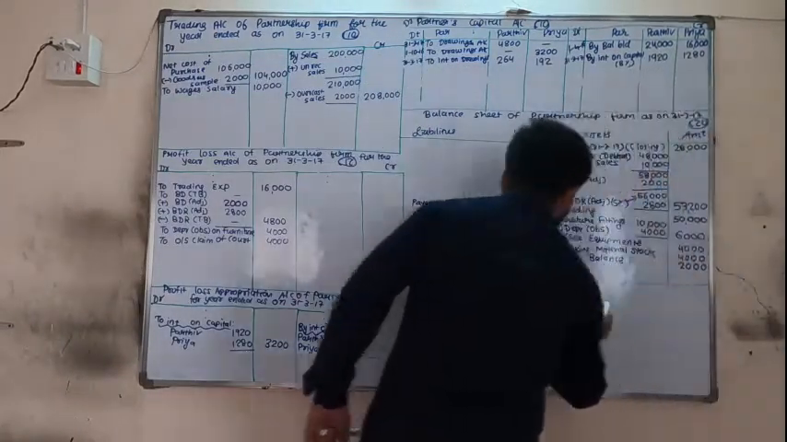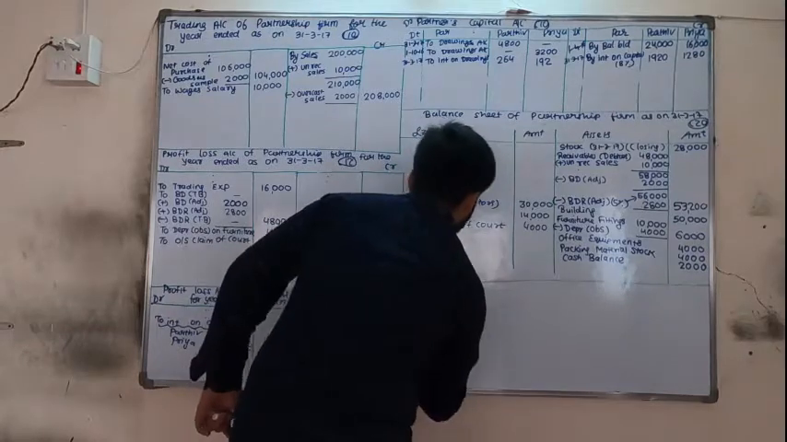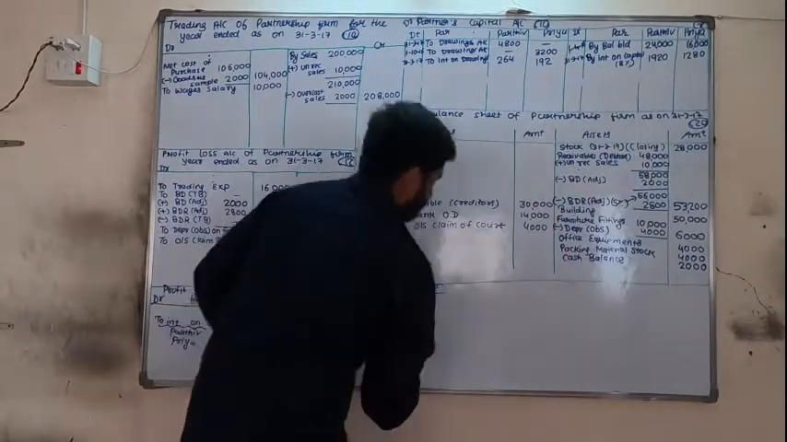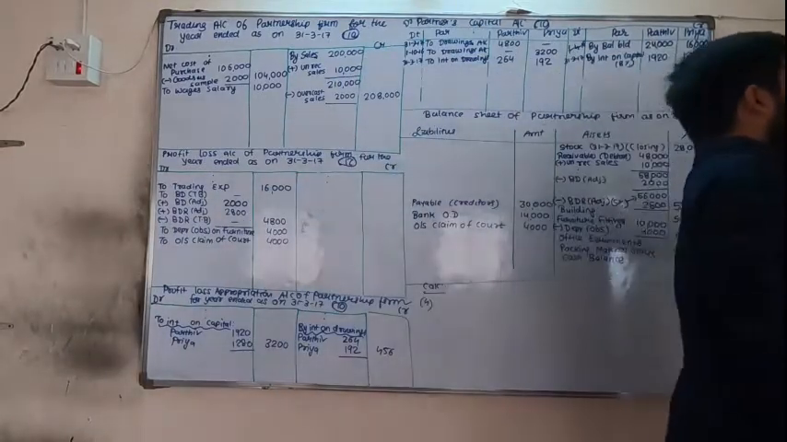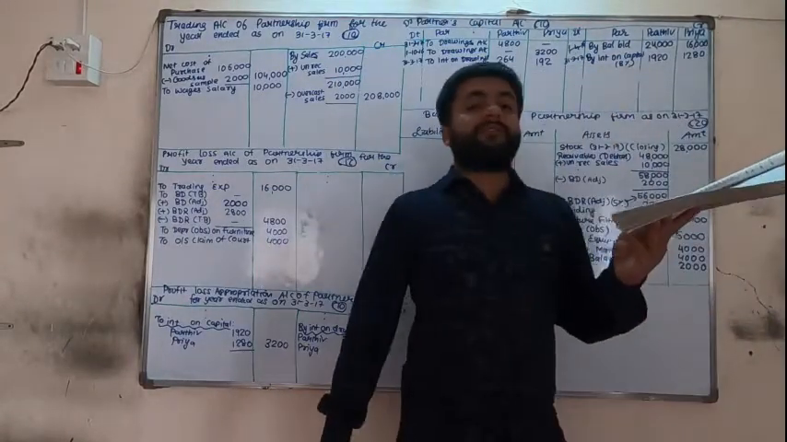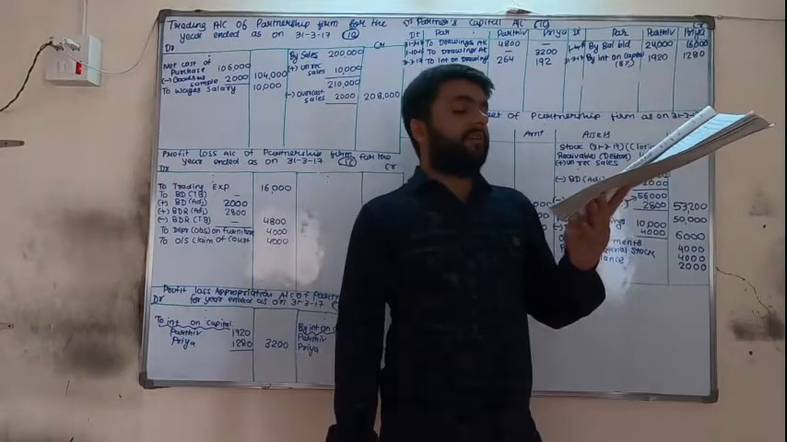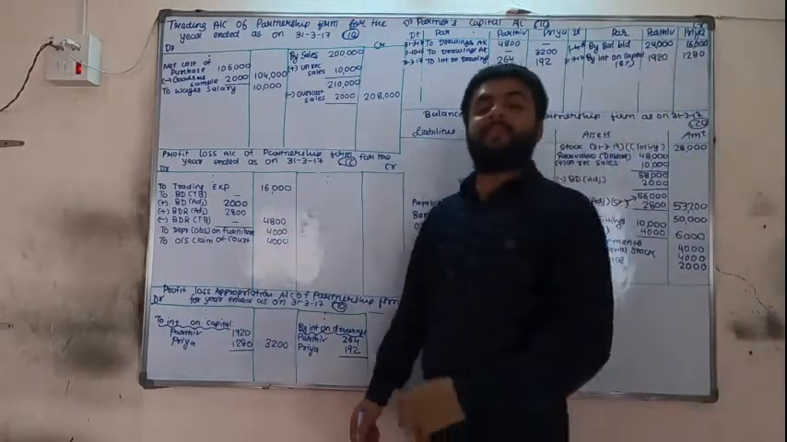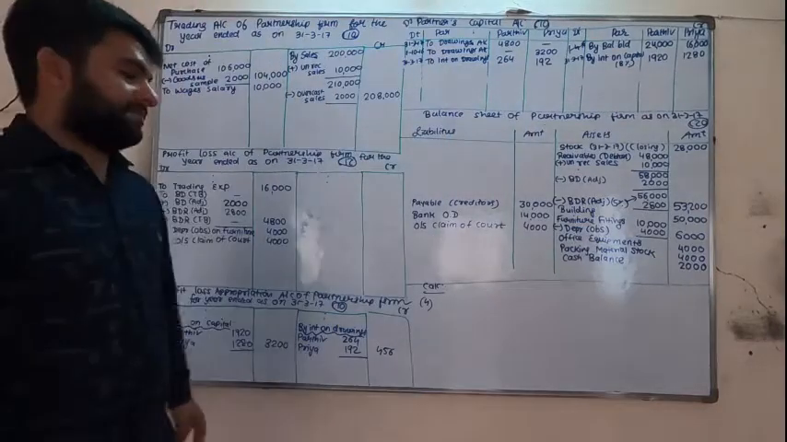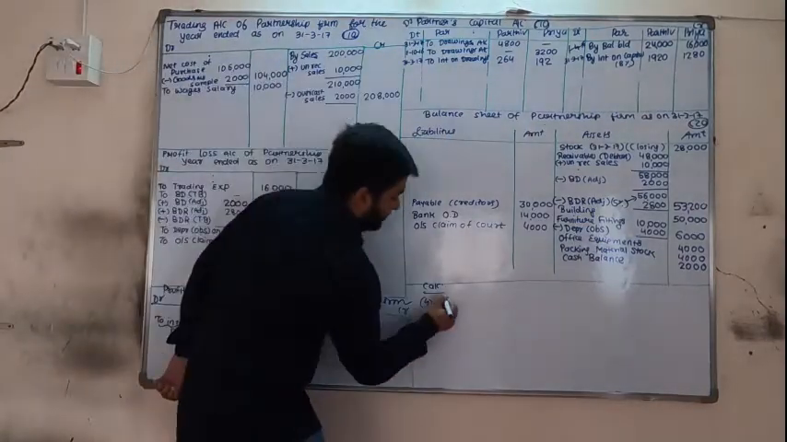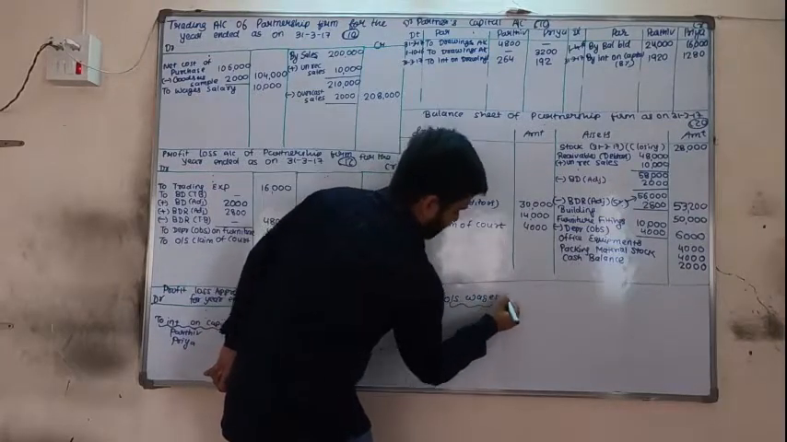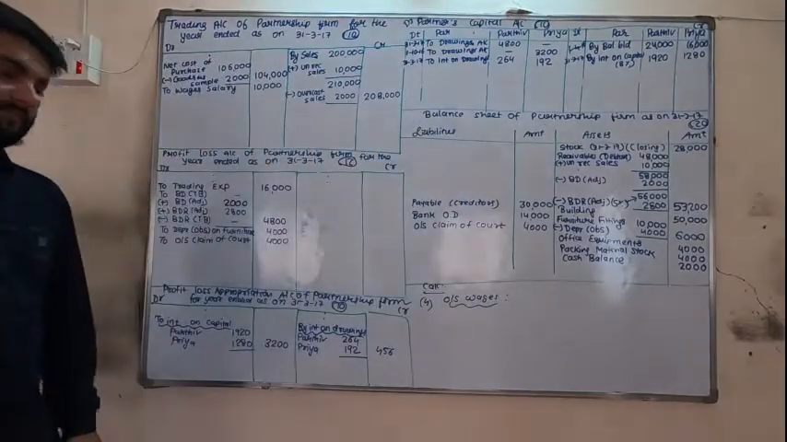Now going for the last adjustment, that is 6th adjustment, and for that calculate before. Outstanding wages of 2000 recorded in wages account, but outstanding wages is not recorded in trial balance. Trial balance means not shown in balance sheet. So write outstanding wages, give the heading.